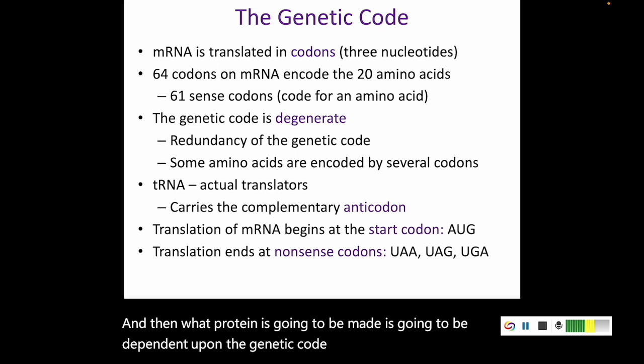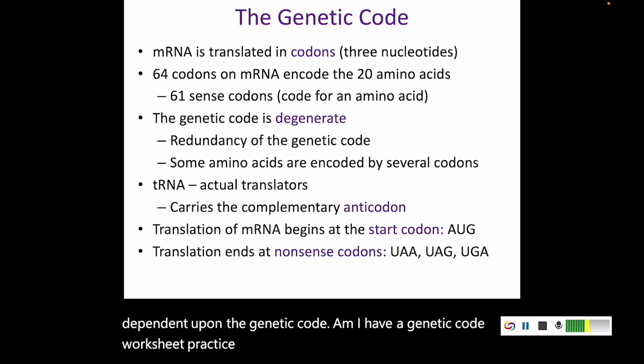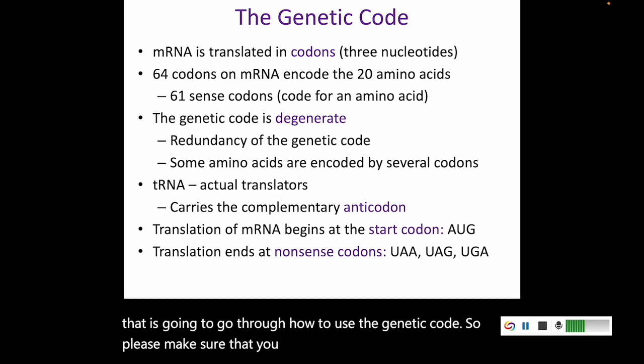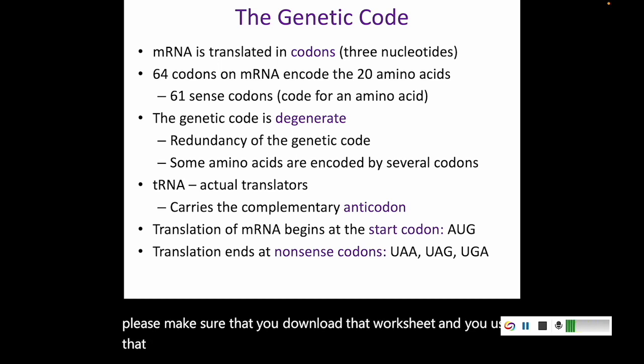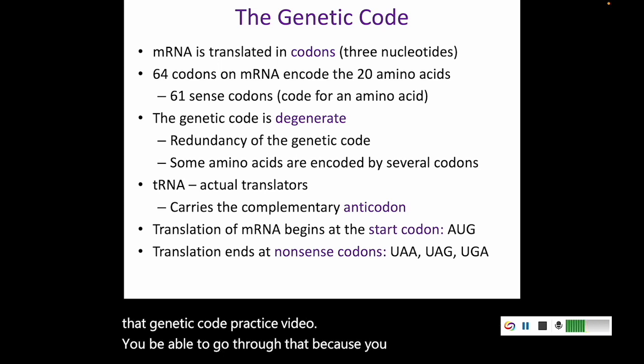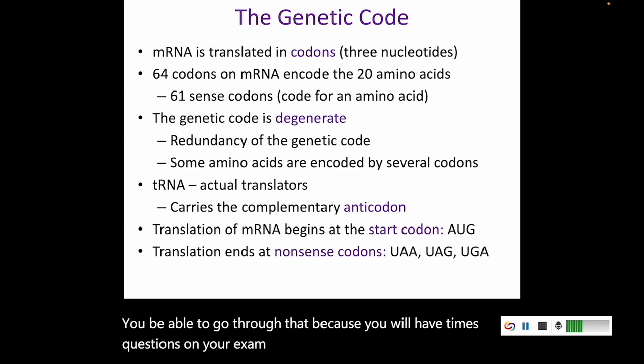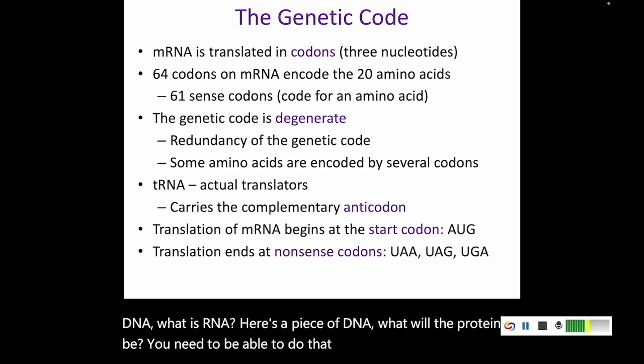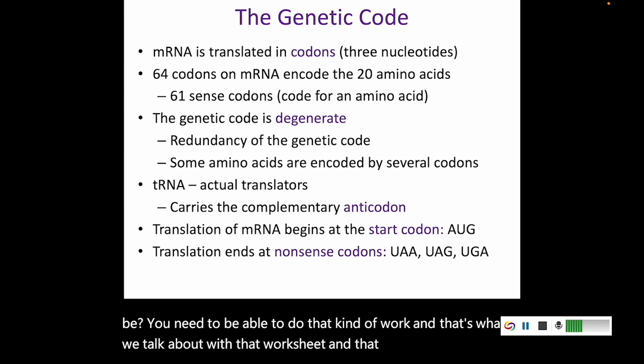I have a genetic code worksheet practice put into D2L for you, and there is a separate video that is going to go through how to use the genetic code. So please make sure that you download that worksheet and you use that genetic code practice video to be able to go through that, because you will have questions on your exam that are going to say, here's a piece of DNA. What is the RNA? Here's a piece of DNA. What will the protein be? You need to be able to do that kind of work. And that's what we talk about with that worksheet and that other video.